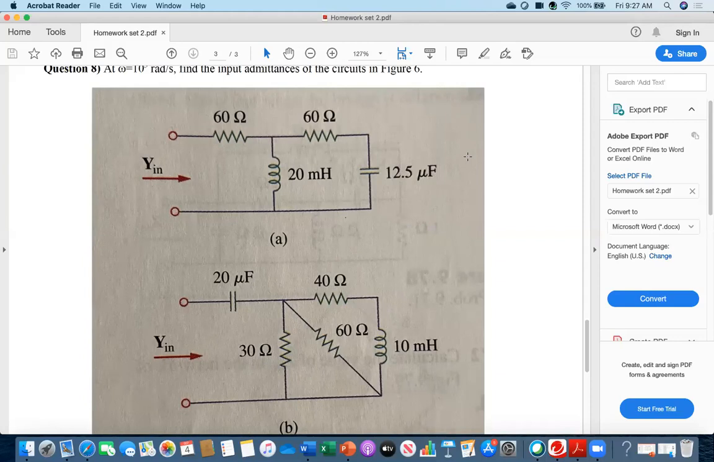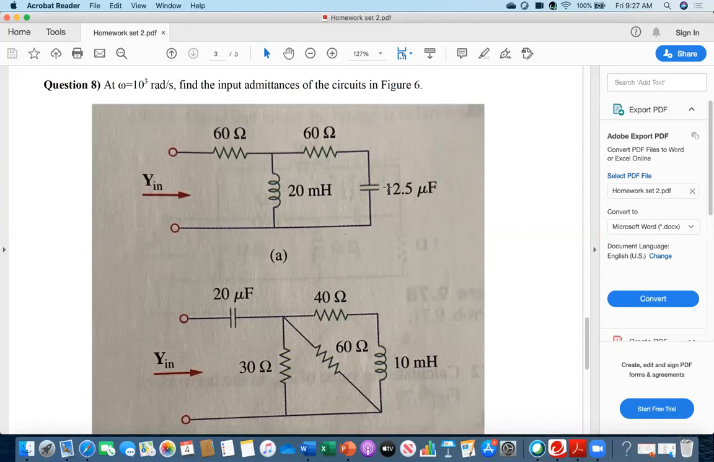For example, the top one, the 60 and that 12.5 microfarad. Of course, for both problems, first convert into the phasor domain, because at the beginning of the problem, omega equals 10 to the power 3 radian per second. Once you do that, then in the first problem these two are in series, then parallel, then series. That gives your equivalent impedance, and then you are asked to find Y. Just relate Y and Z: Y equals 1 over Z.